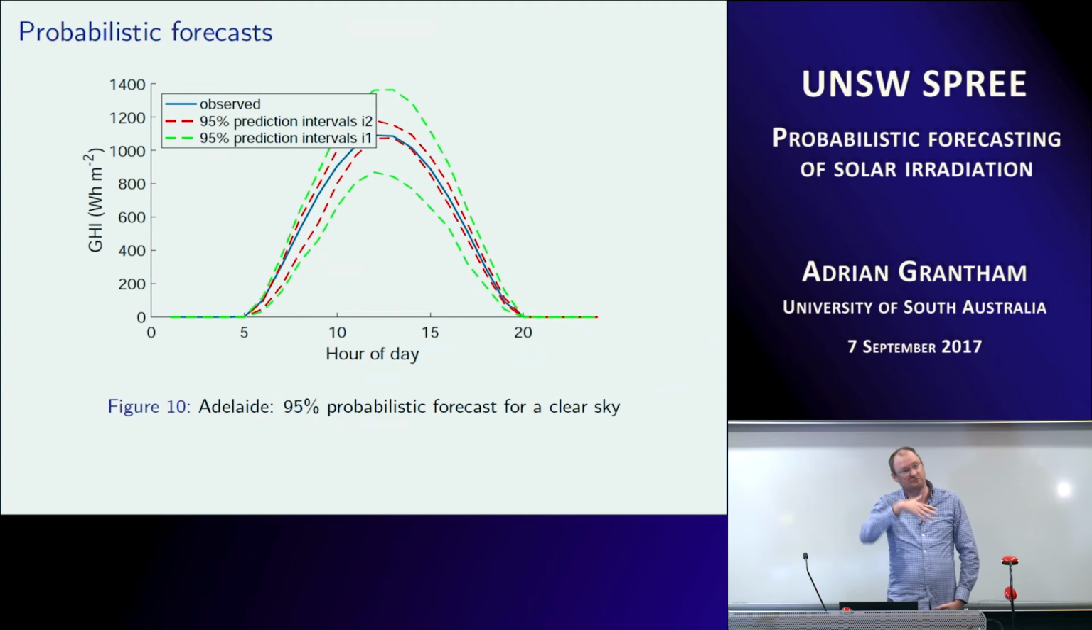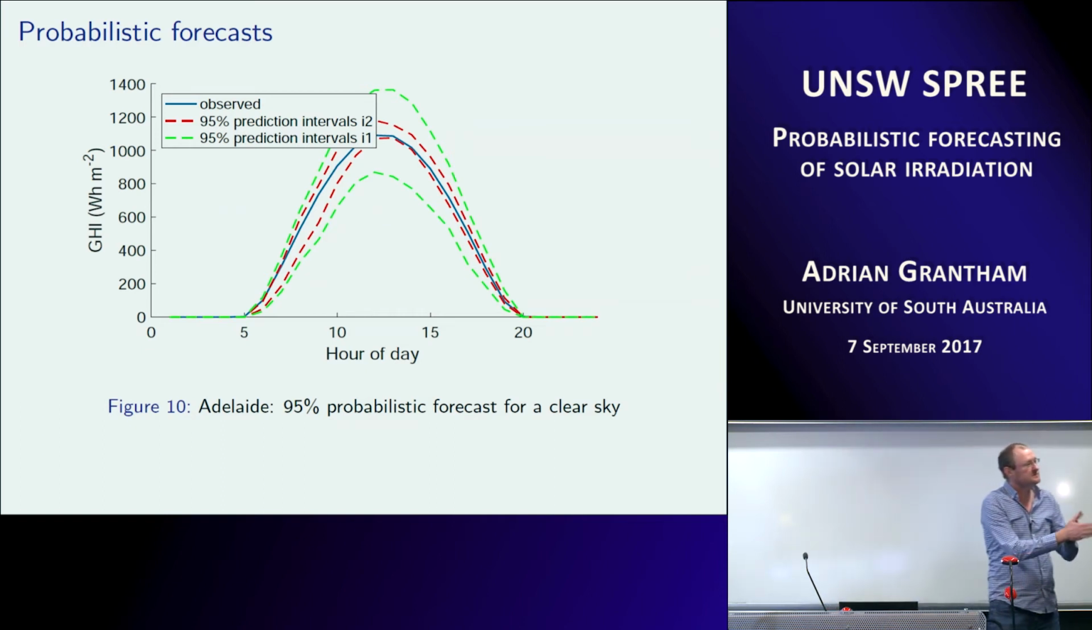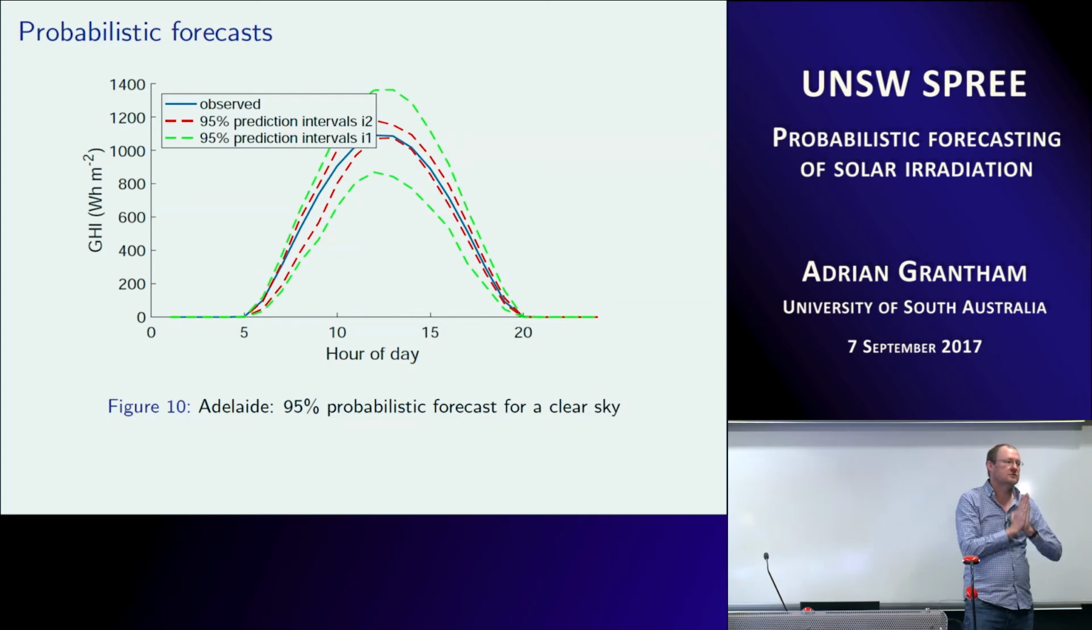Here we have some examples of what these forecasts look like, okay? So here we have a clear sky in Adelaide, and the blue is actually what was observed. The red dashed is our 95% prediction interval for our second approach, and the green is for our first approach. So you can see, for a clear sky, we are able to get the same coverage, but our widths were a lot smaller.